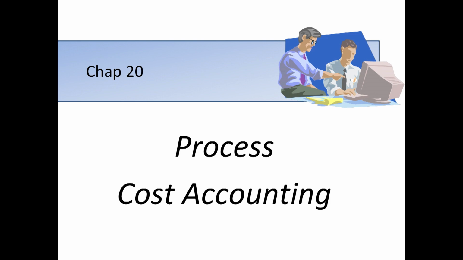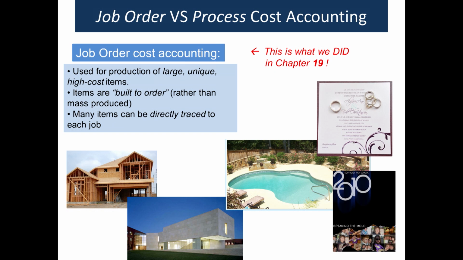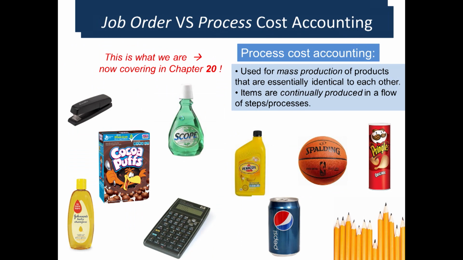Now, what we did in chapter 19, which we're done with, was job order cost accounting, right? This is for the production of large and unique high cost items. These items are built to order. They're not mass produced. And many items can be directly traced to each job, right? And the impetus for this type of production is the customer order. A specific customer order has to occur, right? That was chapter 19.